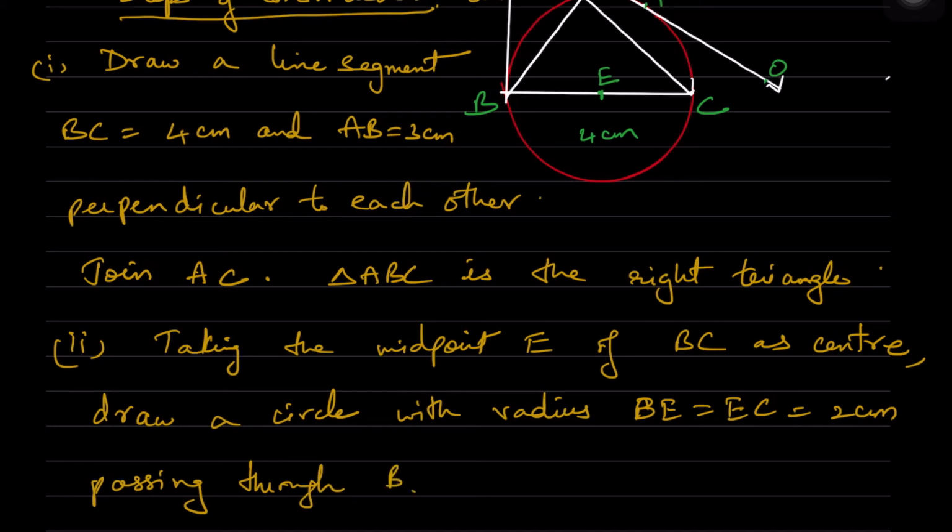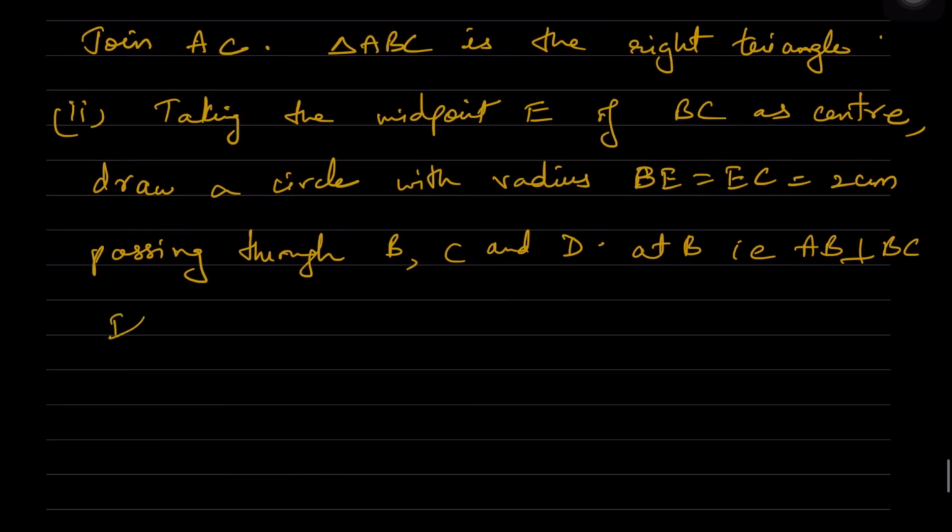passing through B, C and D. At B, AB is perpendicular to BC. Its length AB is equal to 3 centimeters.